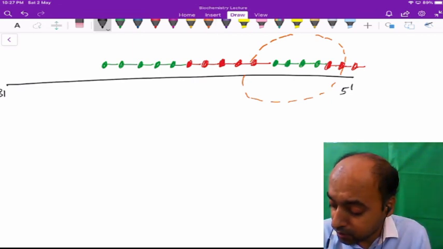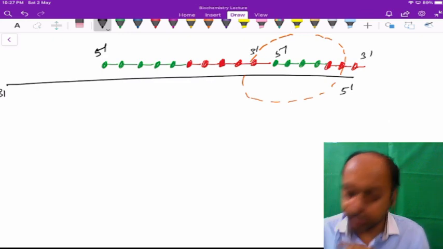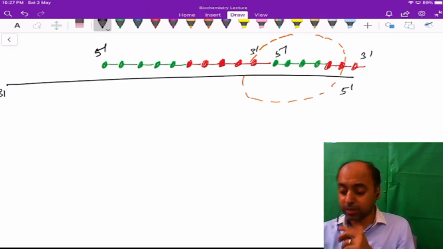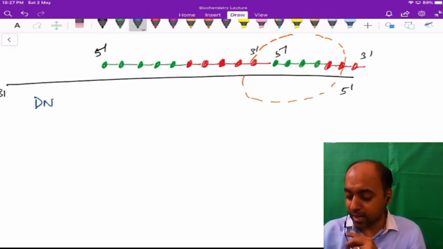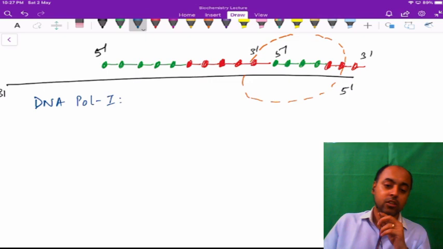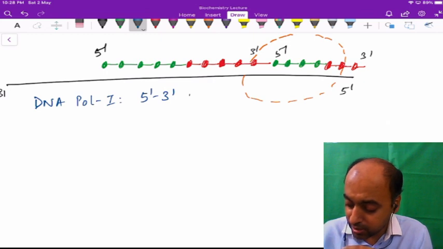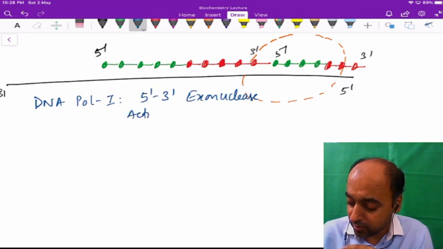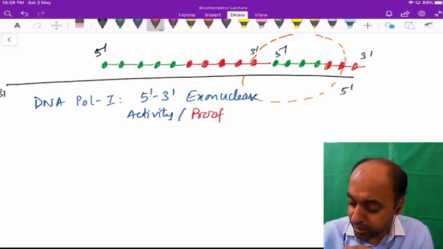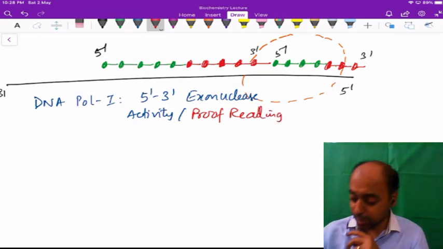Remember, the orientation of the second strand is 5' to 3', 5' to 3'. Now, DNA polymerase has a very important and peculiar function. Particularly the DNA polymerase 1 has what is known as 5' to 3' exonuclease activity, also known as the proofreading activity, because if there is any mistake in the replication, it can be corrected by the exonuclease.